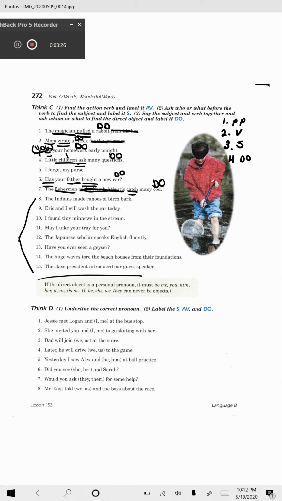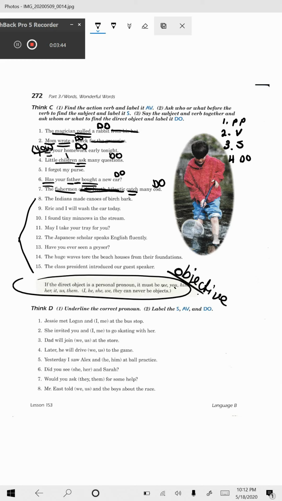Little thing right here. If you're going to use a pronoun for a direct object, it's always going to be me, you, him, her, it, us, you, them. Remember, these are the objective case pronouns, and you see the word object in objective. So that lets you know what pronouns to use.